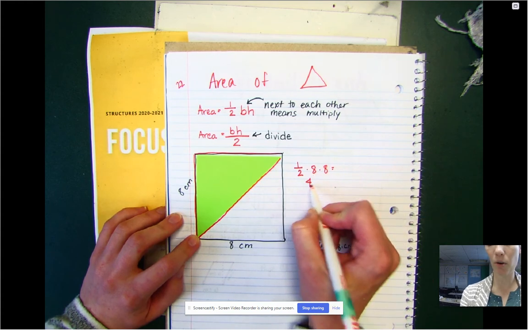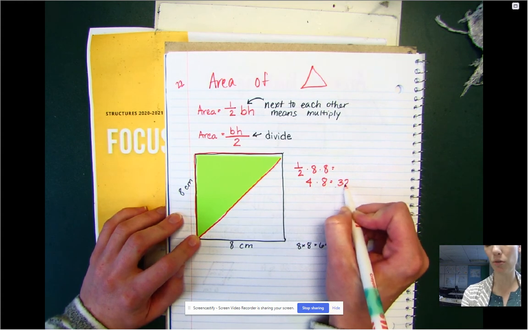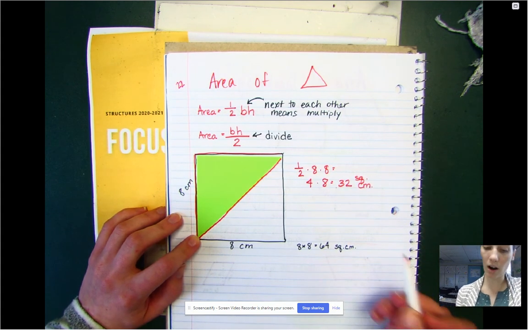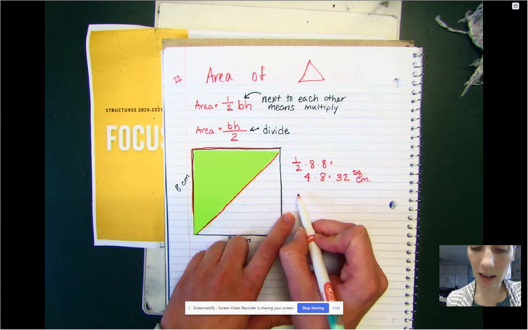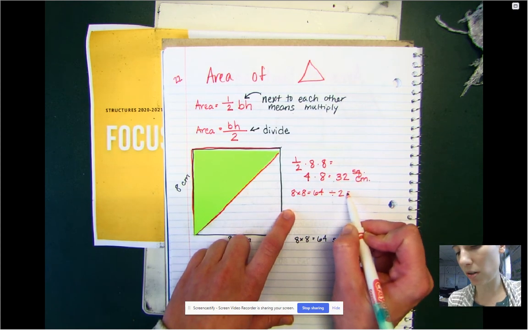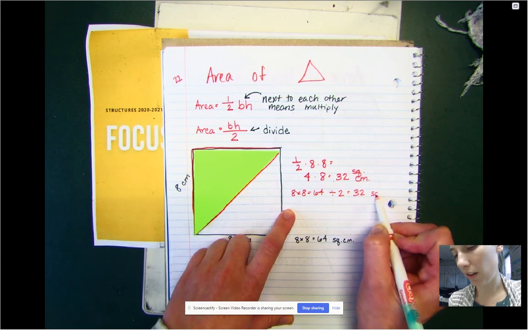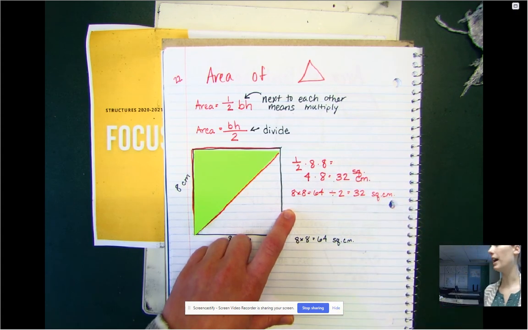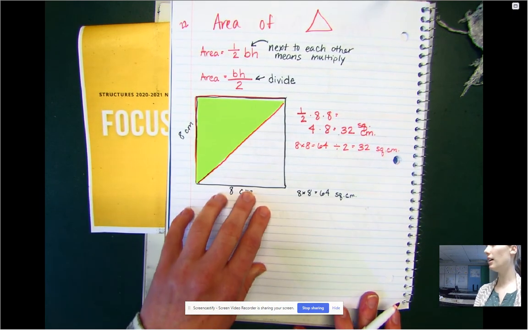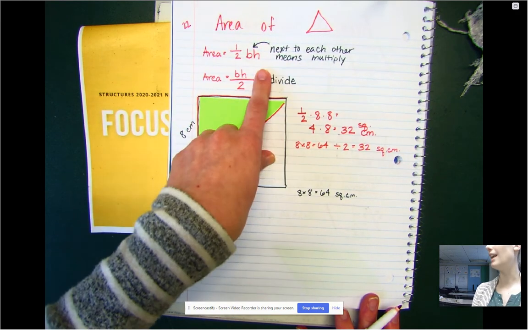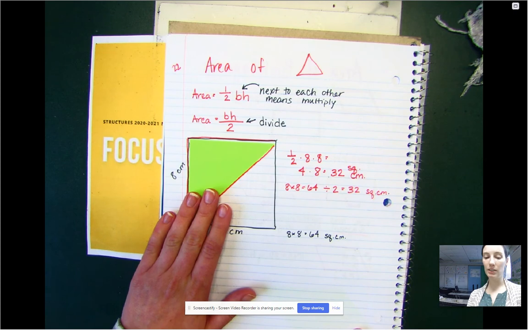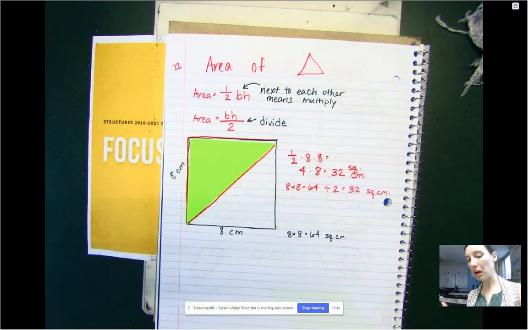1/2 times 8 is 4. 4 times 8 is 32 square centimeters. Or I can say 8 times 8 was 64. 64 divided by 2 is 32. Either way, I get my area. Okay? So that's the area of a triangle, the formula for it, and here's why it works. This part, I'm guessing, so far you're like, okay, I feel decent about that.